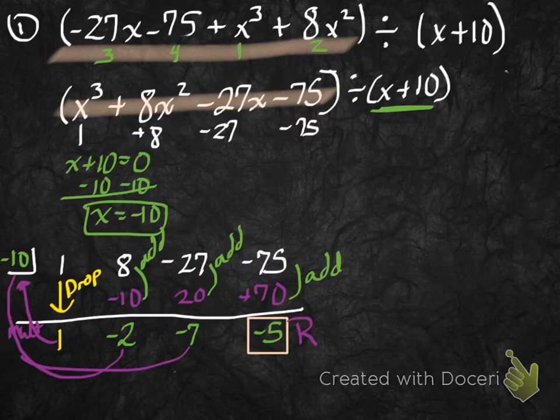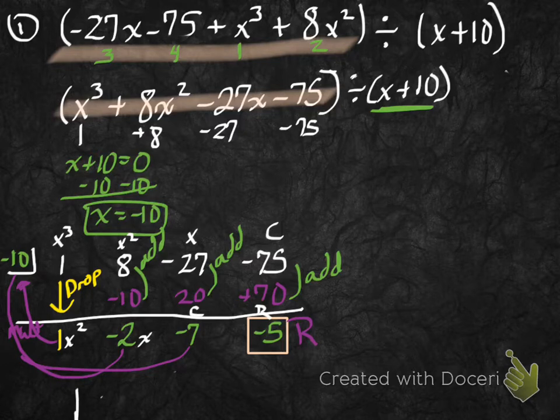Now, going back to what we started with, where did these numbers come from? This was attached to my x cubed, this was attached to my x squared, this was attached to my x, and this is my constant. When we do this process, it goes down one step. So the x cubed column becomes the x squared, the x squared becomes the x, and the next number becomes your constant, and then your remainder. And so we're going to rewrite it as a problem like above.